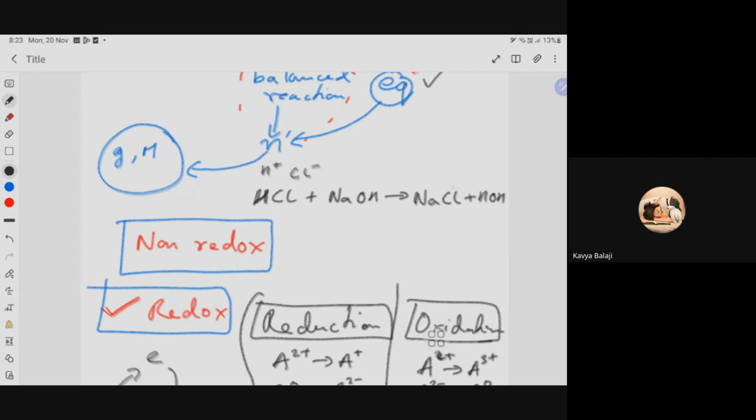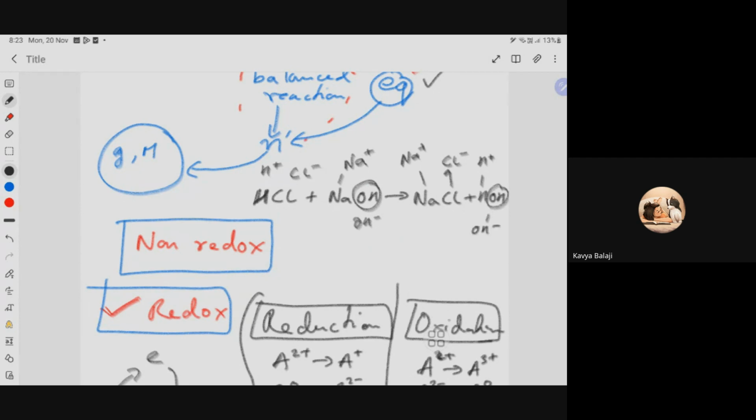What about the Cl over here? It is still a Cl minus, right? What about the H over here? It is still a H plus. What about the Na over there? It was a Na plus. What about the Na over here? It is still a Na plus. What about the OH over here? Okay, OH radical is a OH minus. What about the OH over here? It is still a OH minus.